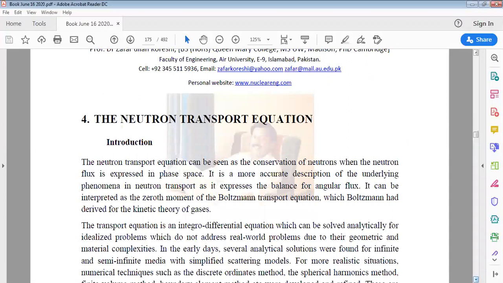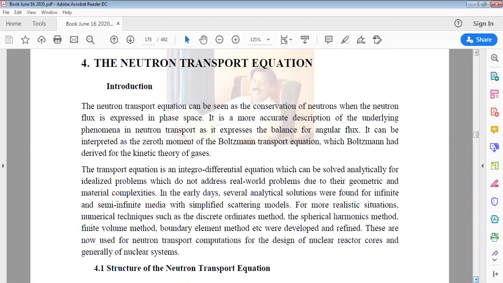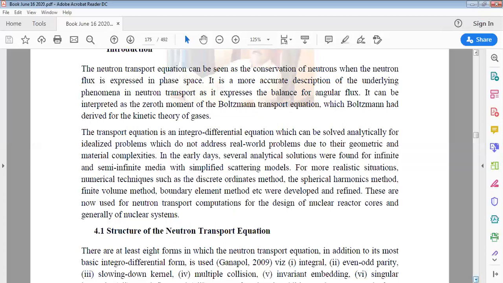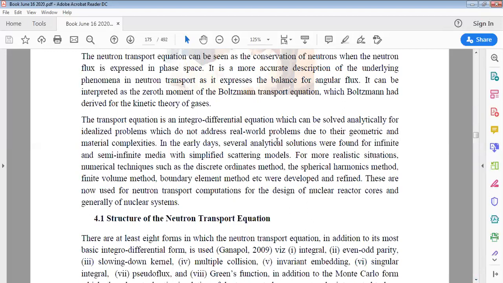Okay, so now I'm coming to something a little bit much better than the neutron diffusion equation. This is where we begin the transport equation. Now, the transport equation includes the angular flux. So it's a proper conservation equation. And you can think of it as the zeroth moment of the Boltzmann transport equation.